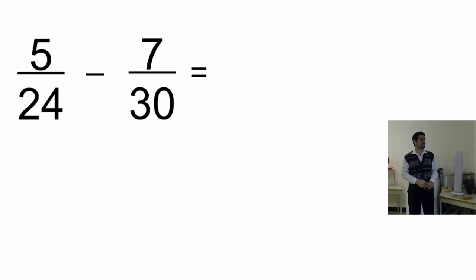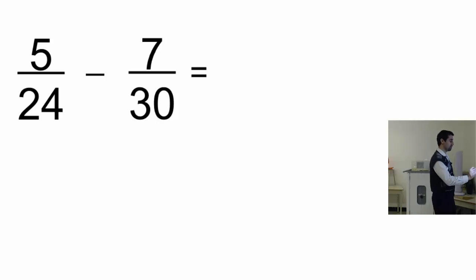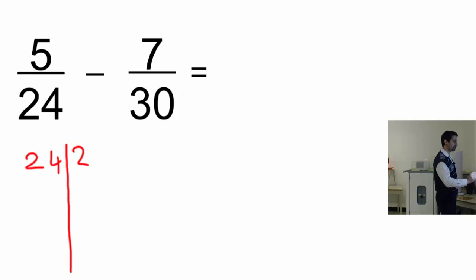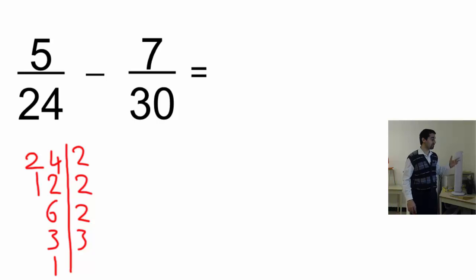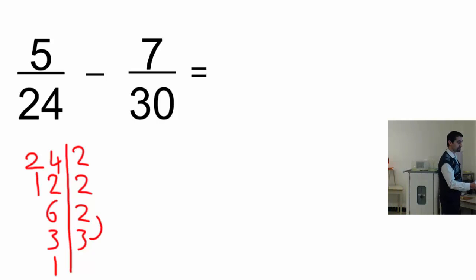All right, let's look at this one. There is nothing to simplify here, as you can see. In order to do this subtraction, I need to make sure they have the same denominator. So, let's talk about 24. Divide 24 by 2, I'll get 12. By 2, I'll get 6. By 2, I'll get 3. By 3, I'll get 1. So what makes 24 is 3 times 2 times 2 times 2. That's the breakdown of 24.